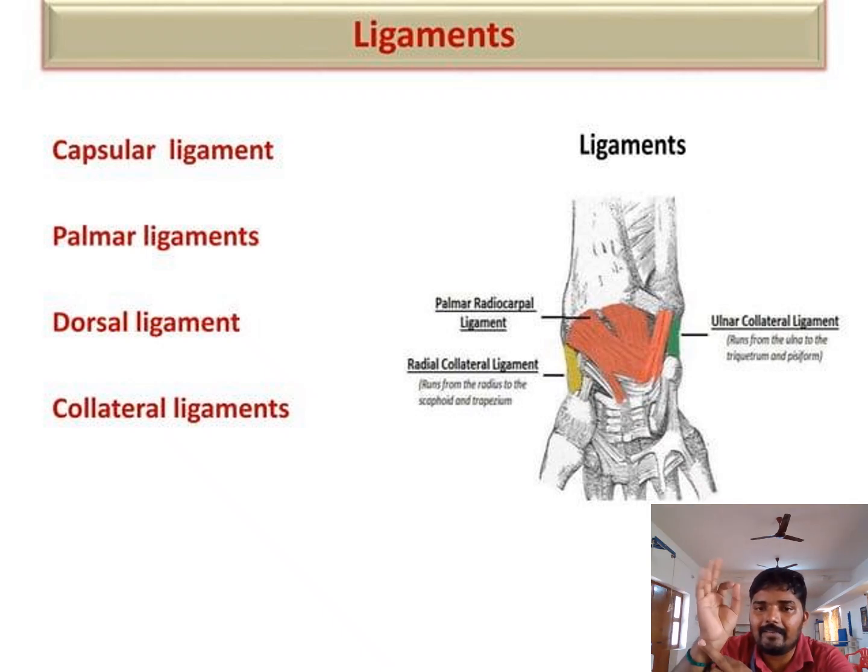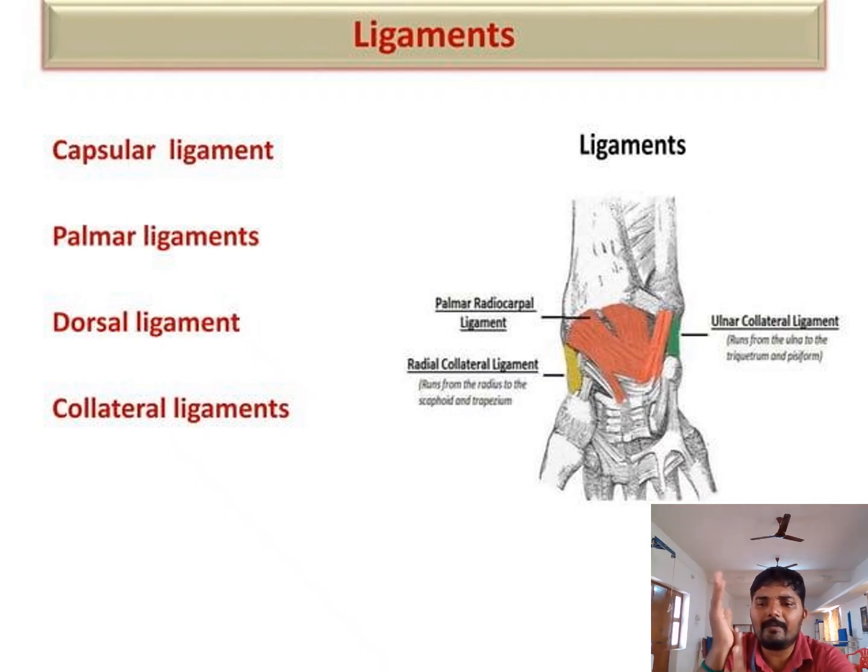Next ligament, the yellow color. The yellow color ligament is on the thumb side. Below the thumb is the radial styloid process. The radial styloid process to the carpal bone area is attached to the radial collateral ligament. These yellow color markings are the radial collateral ligament. So radial collateral, ulnar collateral, then palmar radiocarpal ligament. On the other side is the dorsal or posterior surface, where the radius, ulna, and carpal bones are attached by the same brown color, the dorsal radiocarpal ligament.